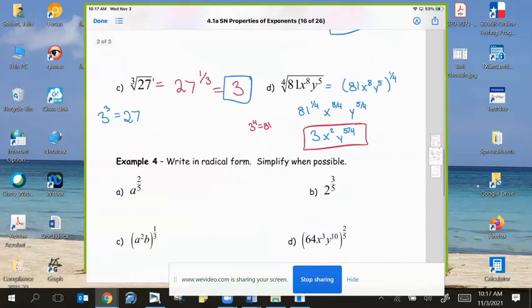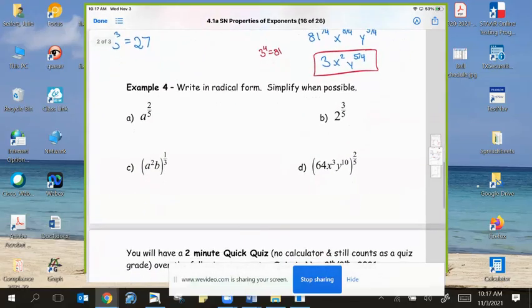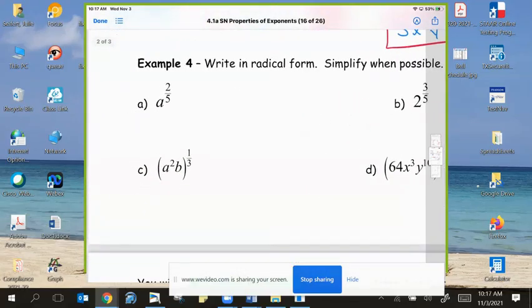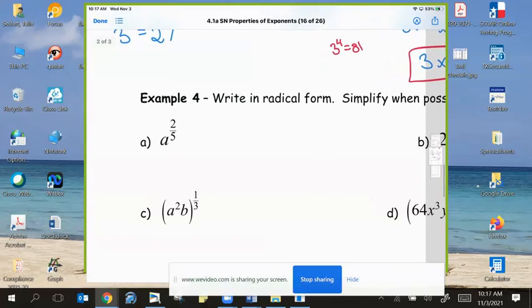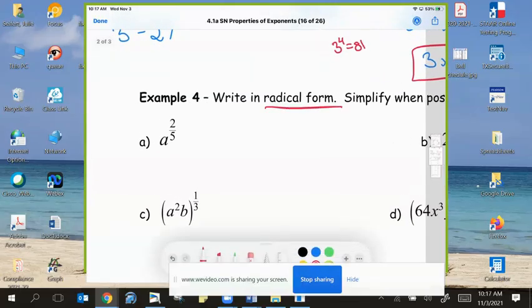Now, let's go the other way. Let's take a rational exponent and write it in radical form. So we're going to convert this to a radical. The root is on the bottom, that's the 5. The base a is underneath. It goes to the power where the flower is, of 2. So this is read the 5th root of a squared, or a to the 2nd power.